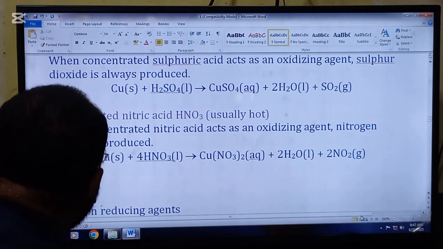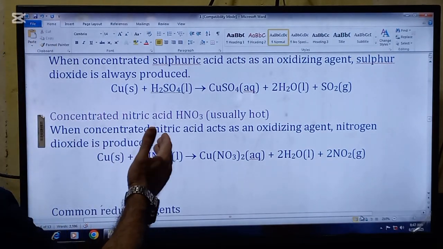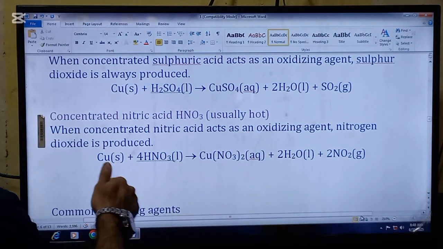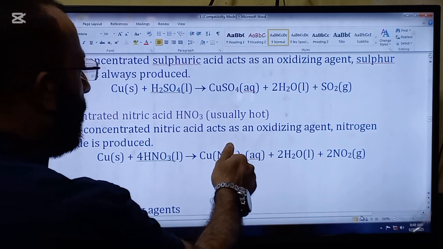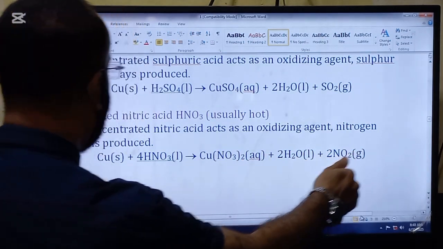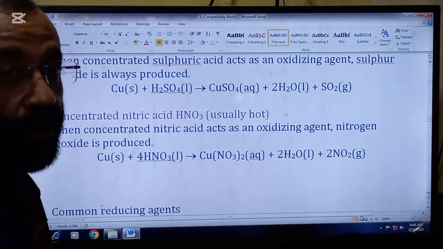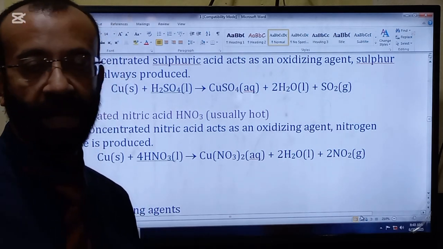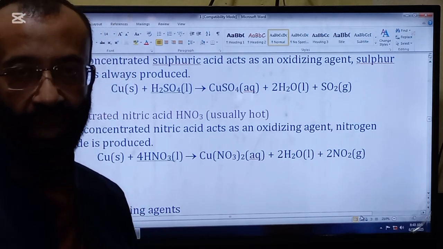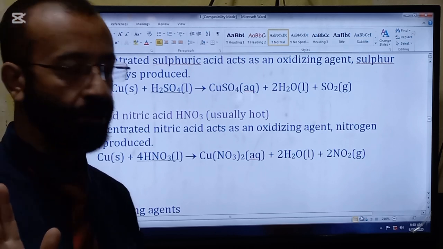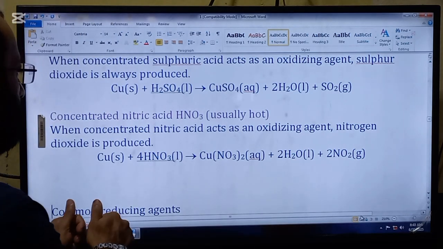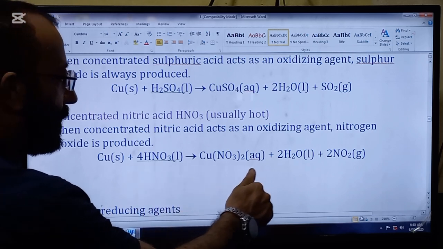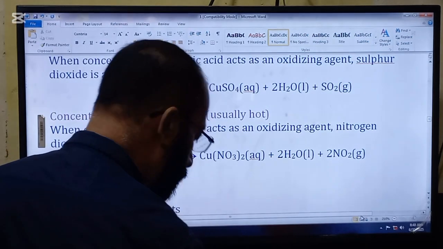The next thing which we are going to read is concentrated nitric acid, HNO3, usually hot. When concentrated nitric acid acts as an oxidizing agent, nitrogen dioxide is produced. So this is another point to remember. Whenever nitric acid behaves as an oxidizing agent, NO2 will be produced. So the reaction is Cu plus 4HNO3 forms Cu(NO3)2 plus 2H2O plus 2NO2.